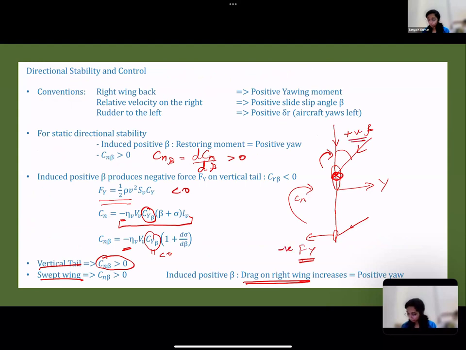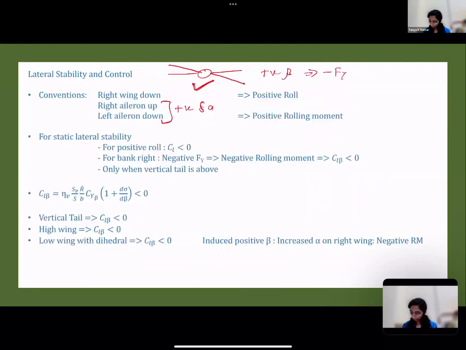For positive beta, you had negative Fy. So when you have negative Fy and it's produced at the vertical tail, and the vertical tail is placed above the fuselage, your aircraft is something like this. Here is where the force acts, in this direction. This is your Fy, but your CG is along here.